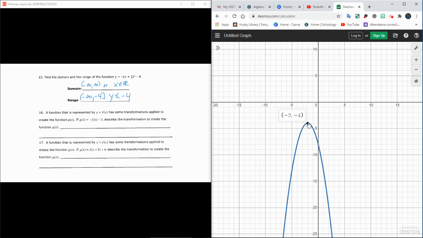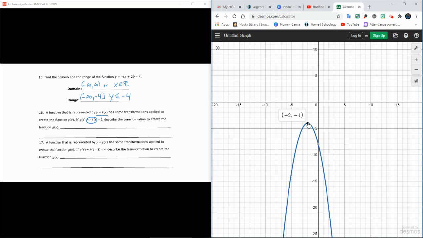Okay, let's talk about another example here. Number 16, a function that is represented by f of x, just any function. f of x represents any function, has this happening to it. There's a negative in front and there's a minus 2. What does the negative do to the function? This negative, remember, if it's in the front, the negative flips it over the x-axis.